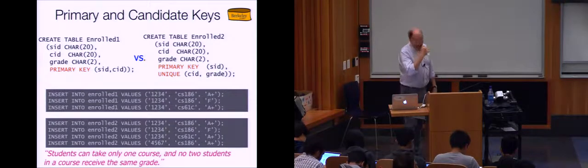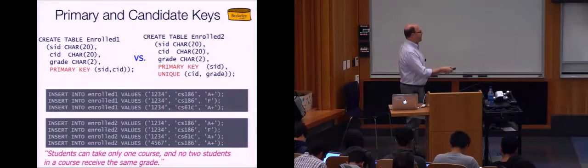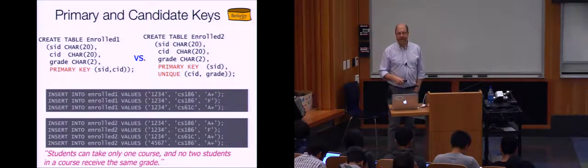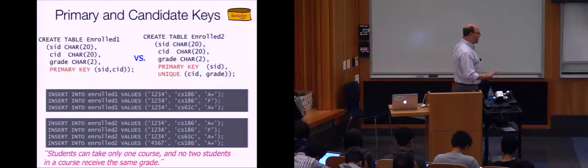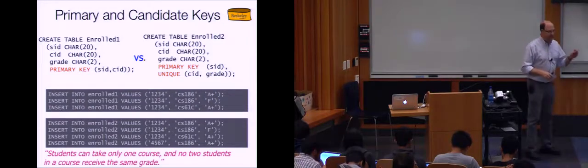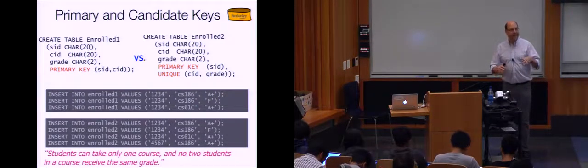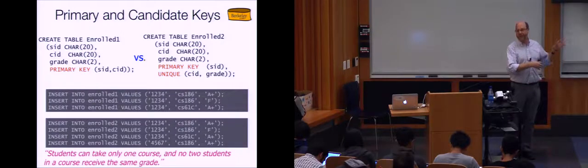So I guess what this says, this is the definition of Enrolled 2. It says students can take only one course and no two students in a course can receive the same grade, right? Which is probably not a very good database design. But this is the fundamental idea of this whole topic: these constraints really determine the meaning of your database. They determine the semantics. They determine how well this thing you're designing models the real world.